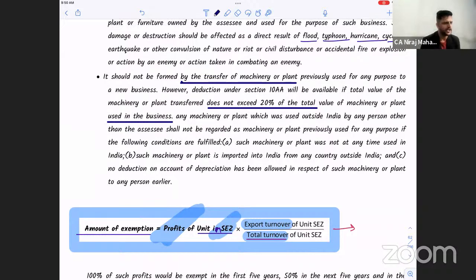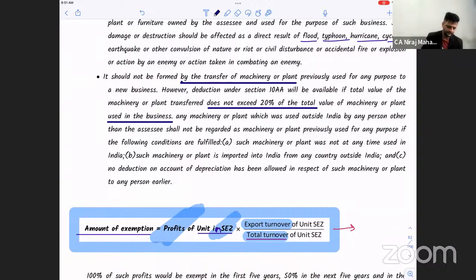Such machinery shall not be regarded as machinery or plant previously used for any purpose if the following conditions are satisfied. This becomes a little bit unnecessary. Don't go into too much over here. Such plant or machinery was not at any time used in India. Such machinery or plant is imported into India from any country. Obviously, if it is imported, it is coming from outside India. And no deduction on account of depreciation has been allowed in respect of such machinery or plant to any person earlier. If all these three conditions are satisfied, then that machinery is considered as new machinery.